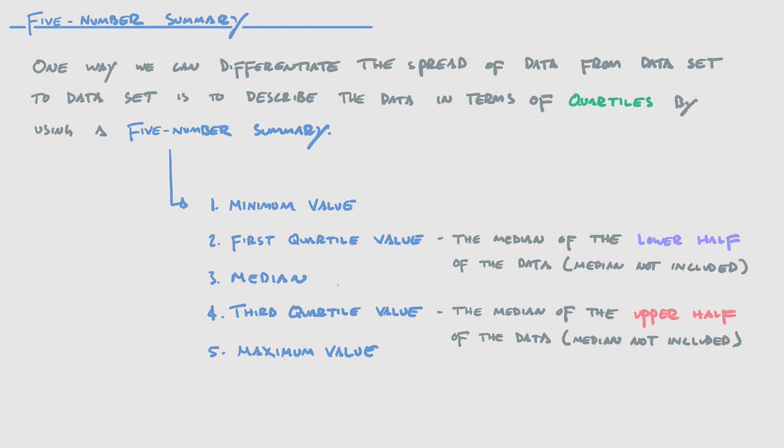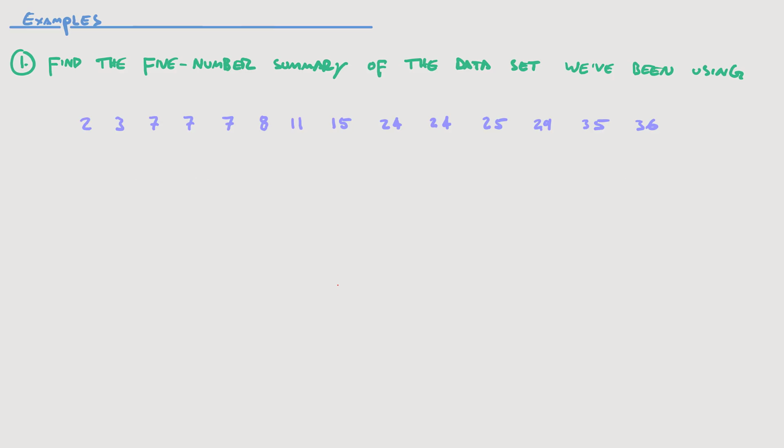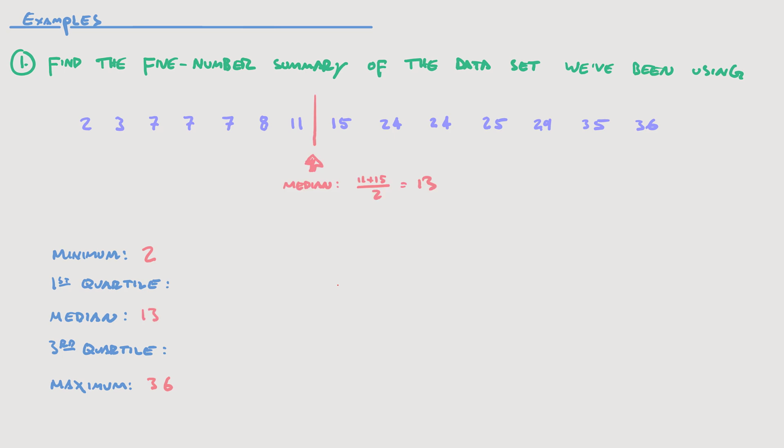So let's look at an example of how we can find a 5-number summary to describe the spread of some data. All right, example number 1. Find the 5-number summary of the data set that we've been using this whole time. So it's the same data set. We already ordered it, so I'm just going to leave it as an ordered data set here. And we need to find 5 numbers. The minimum and the maximum are just the leftmost and rightmost numbers respectively. And we actually already calculated the median to be 13 here. So we'll just go ahead and jump to this stage of the 5-number summary. We just need to figure out what's the first quartile and what's the third quartile.